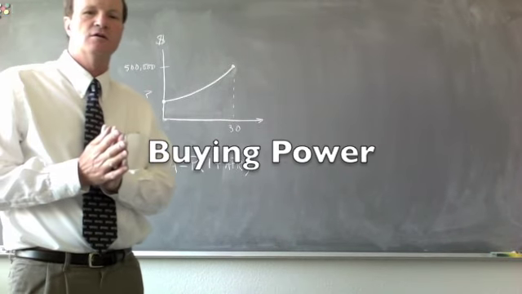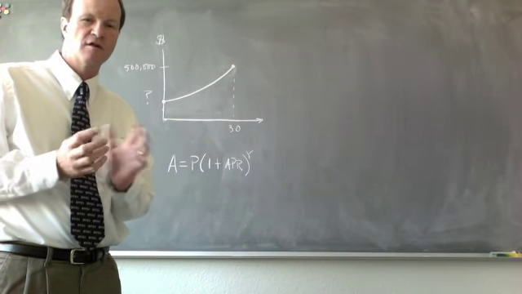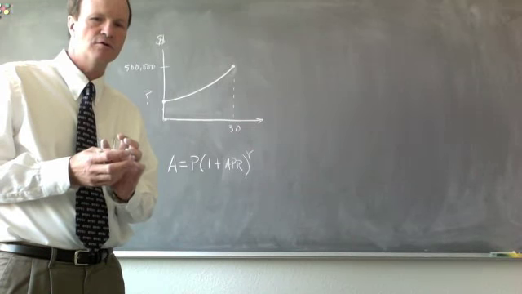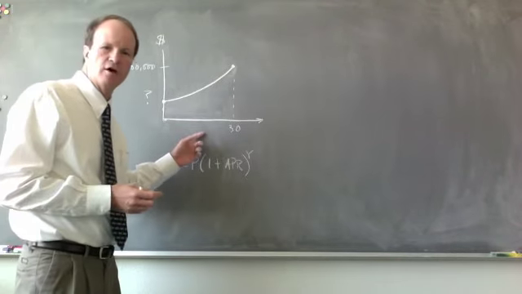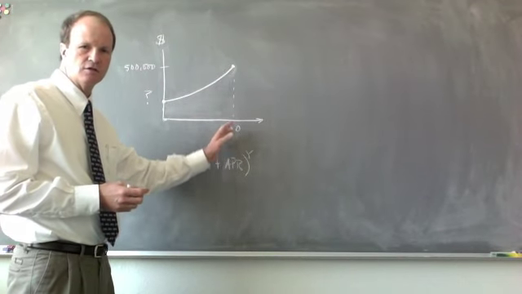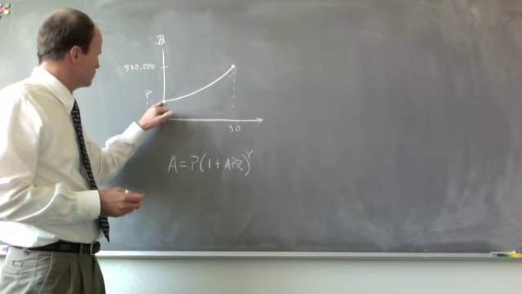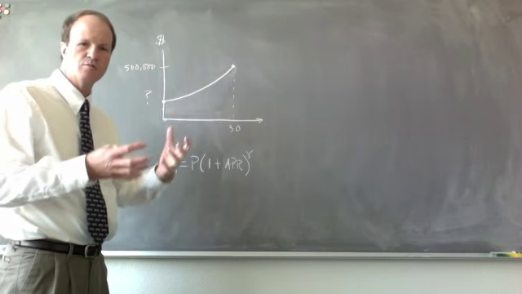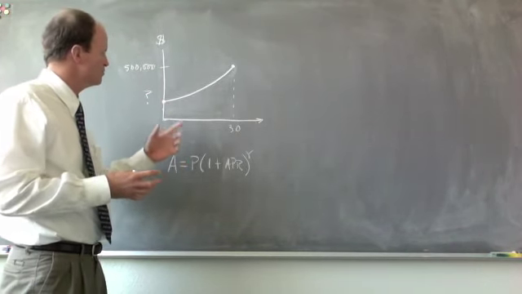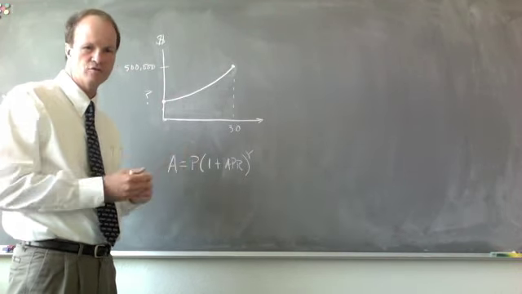Hi, I'd like to take just a moment to informally demonstrate the proper way to think about buying power and how to work with it. You'll notice I have a graph here that is going out for 30 years to $500,000. And we're going to ask the question, assuming a certain inflation rate, what would the buying power be of $500,000 if we had that money in the future?